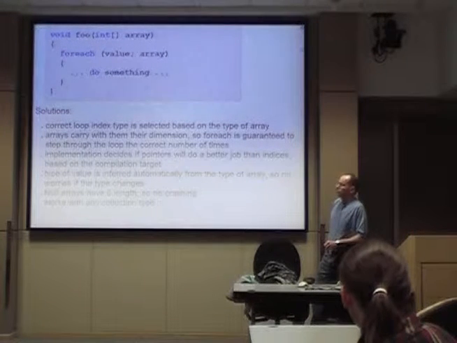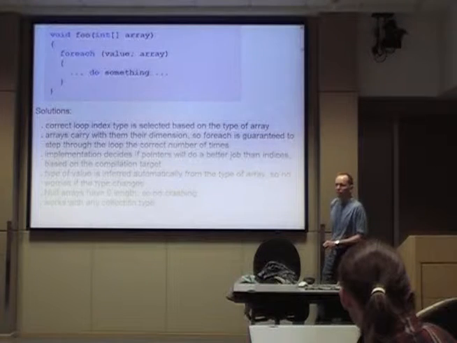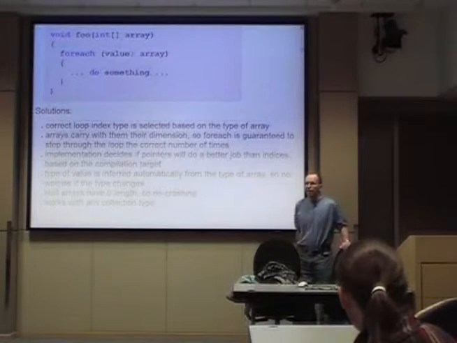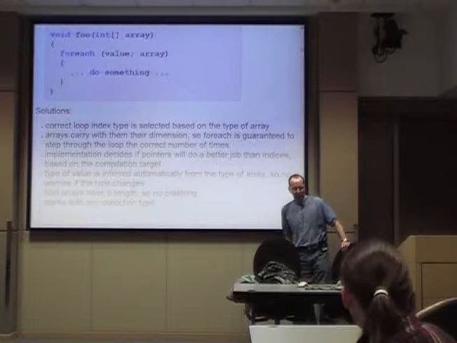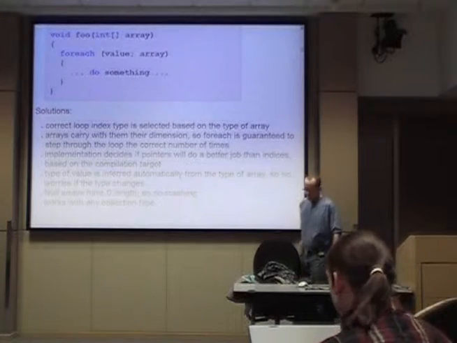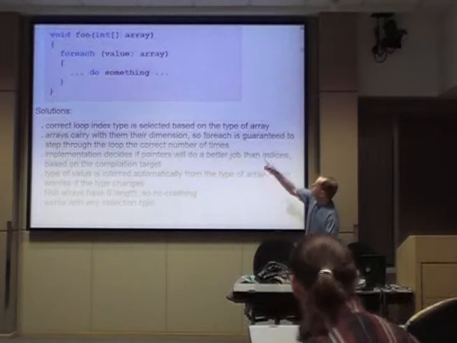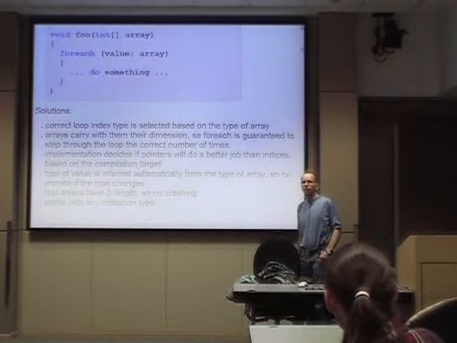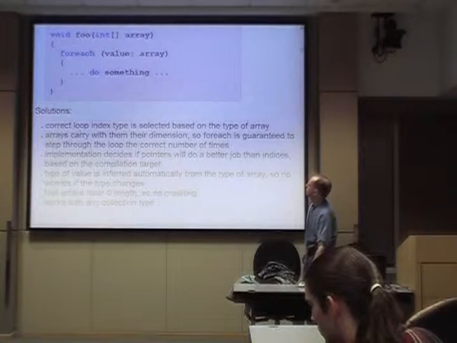Null arrays have 0 length, so it won't crash if you happen to pass null for your array. And not only does it work for arrays, it works with any collection type. So it's a pretty generic way of doing things. If you made foo into a template, it would then be like a template algorithm, or like an STL algorithm.